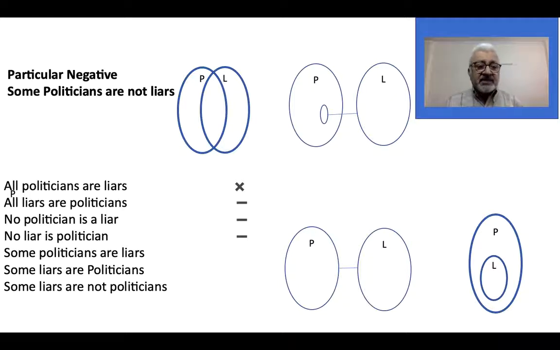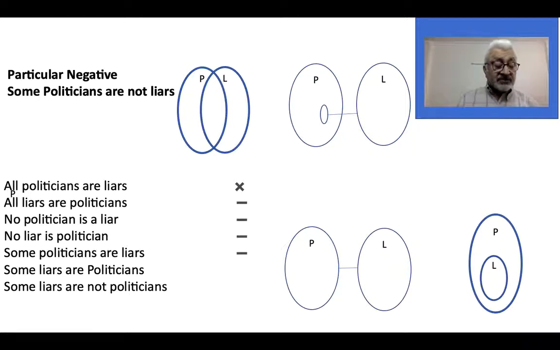Next, when some politicians are not liars, then what is the position of some politicians are liars? Take the case of this one. Some politicians are liars is true here. Some politicians are liars is possibly true here also. Here it is not true, but here it is true. So in this diagram, it is not true. Hence, our answer has to be it is not certainly true. It is simply possibly true.